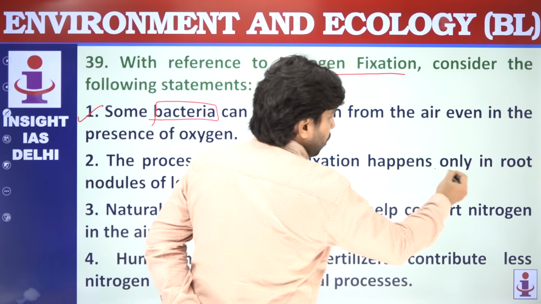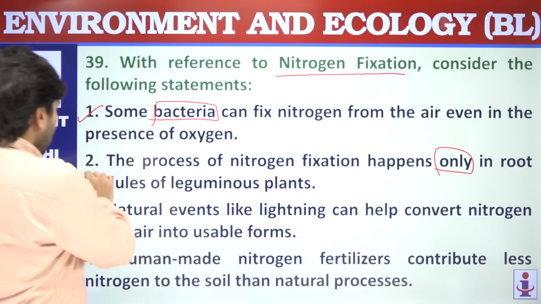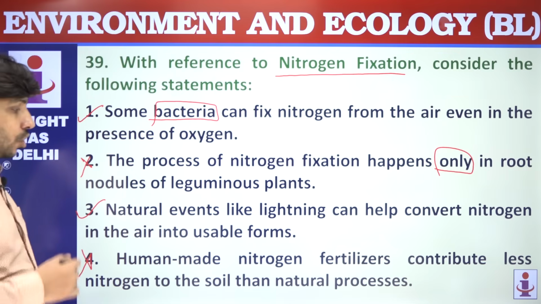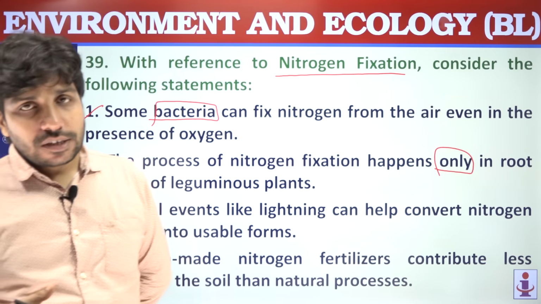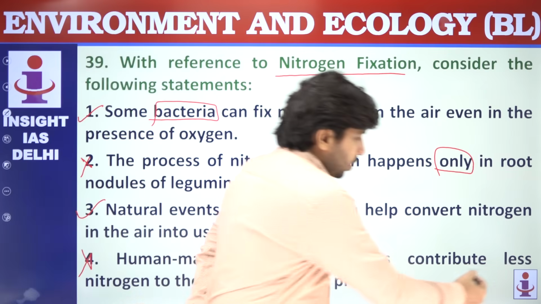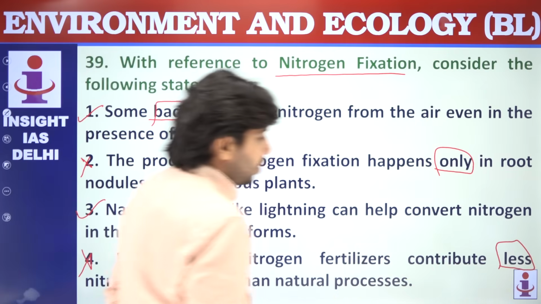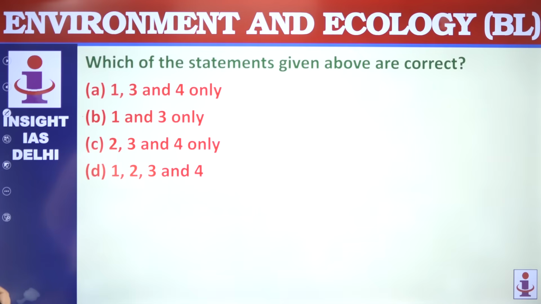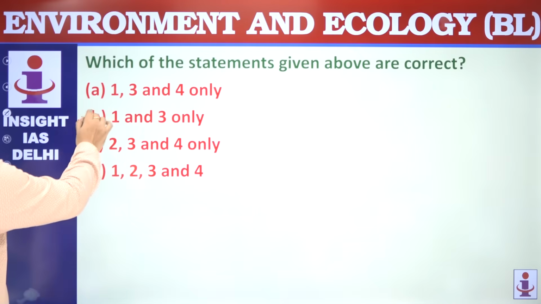The process of nitrogen fixation happens only in root nodules. No, not necessarily always only in root nodules. Not correct. Natural events like lightning can help nitrogen fixation. Yes. Human-made nitrogen fertilizers contribute less nitrogen to the soil than natural processes. This is not correct because human-made nitrogen fertilizers are actually used to improve the nitrogen content. So it is saying less, that makes this statement not correct. So only 1 and 3 are correct statements.